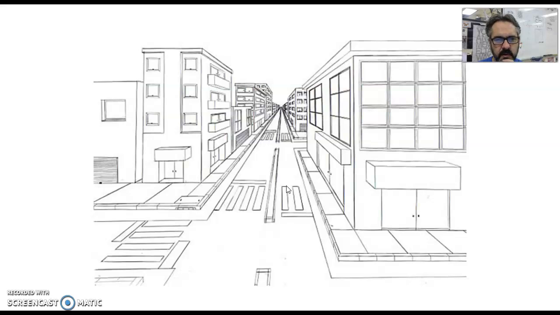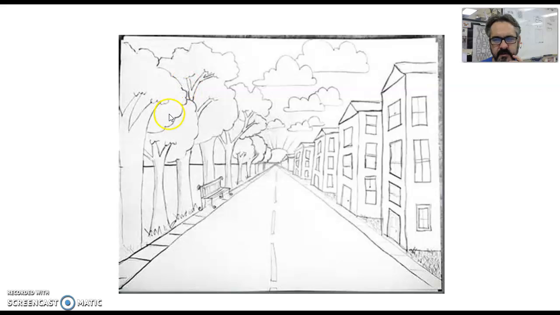Back to this drawing now. This is a typical cityscape. You could also do something that had trees, and I show this to show that not everything has to be quite so antiseptic, like that last picture where there was nothing organic or living. You can do the same thing with trees.